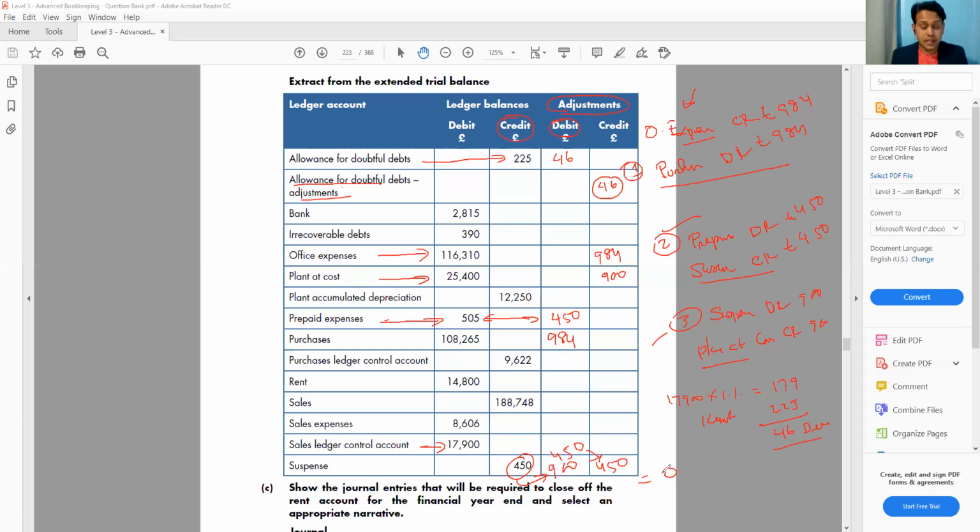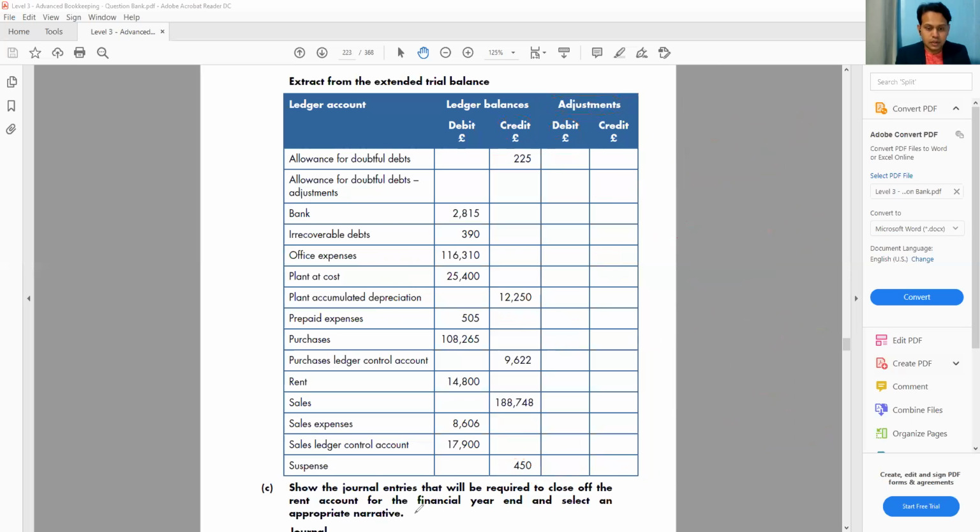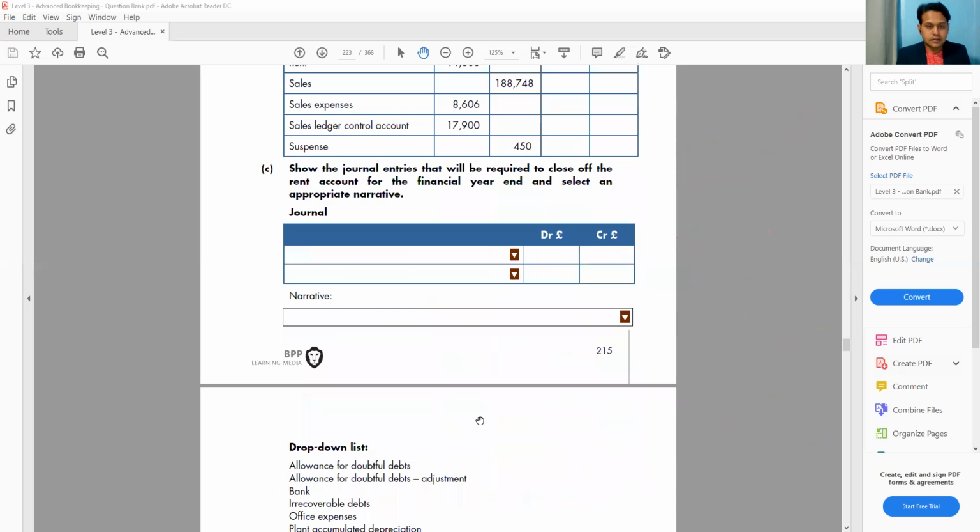Suspense account means something is wrong, it is not right yet. So obviously we have to find out the mistake, we correct it, and we submit to HMRC, not before that. All right, that's really straightforward. That's not too complex. So let's move on to our next workings here.